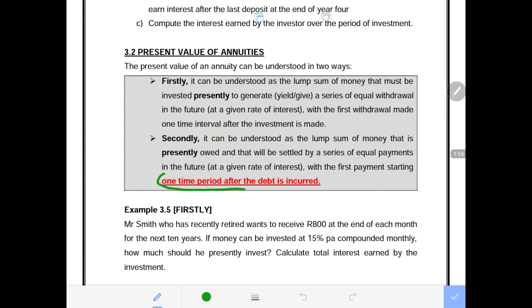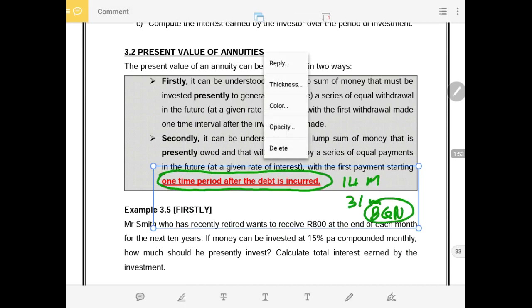One time period after the debt is incurred, meaning now you are making a payment one time period after the debt is made. If the payment is made in the same period in which you borrow the money, let us say in this case we borrow money on the 14th of March and we start making payment on the 31st of March, this is not a period after, just a few days. So now this deserves the usage of the button called BGN because we made a payment at the beginning. It's not 1 month later, it's in the same month.